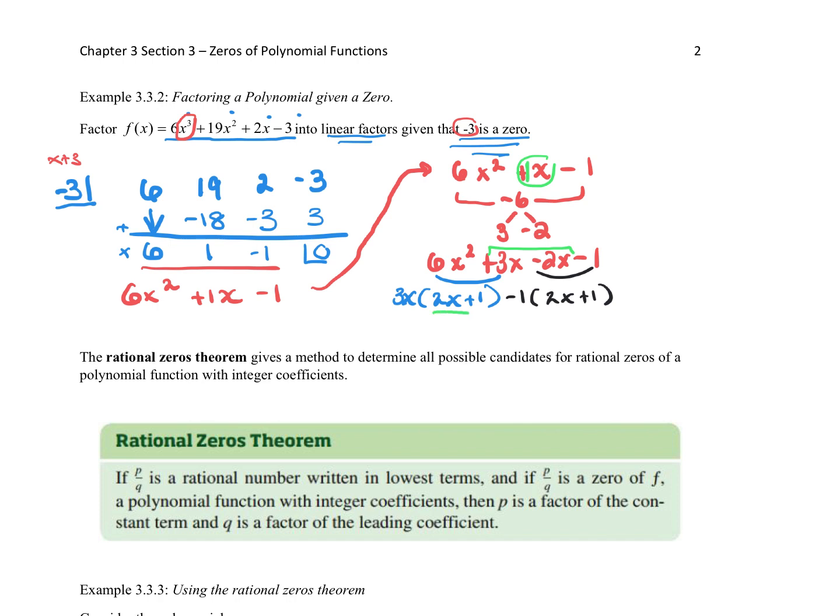And then both of them have this 2x plus 1. So I pull out the 2x plus 1. And in the blue group, I'm left with my 3x. And then my black group, minus 1.